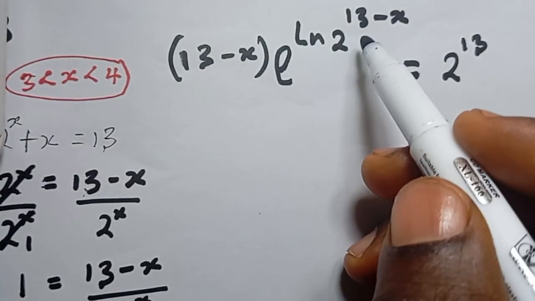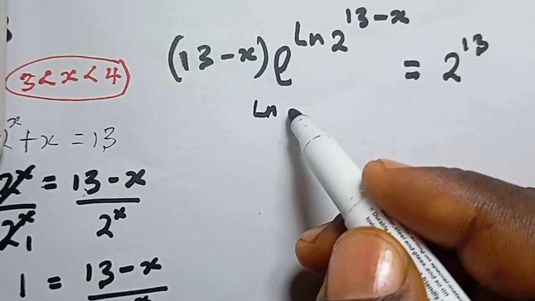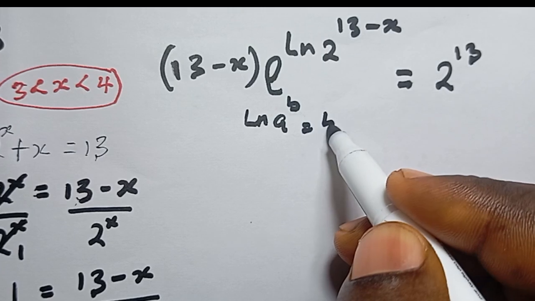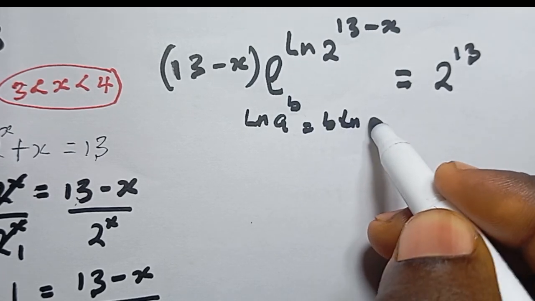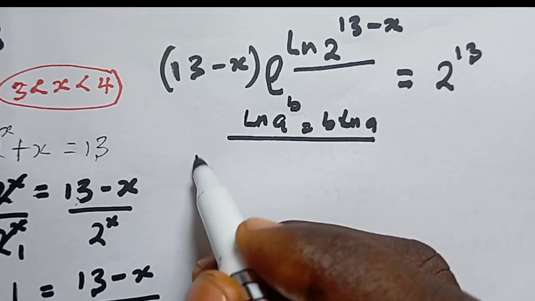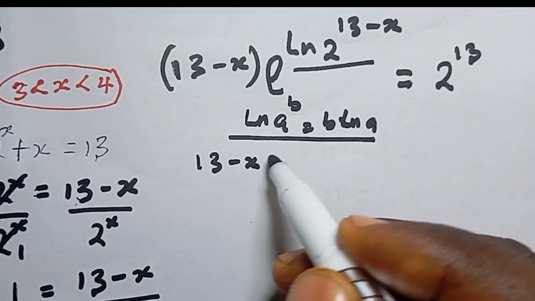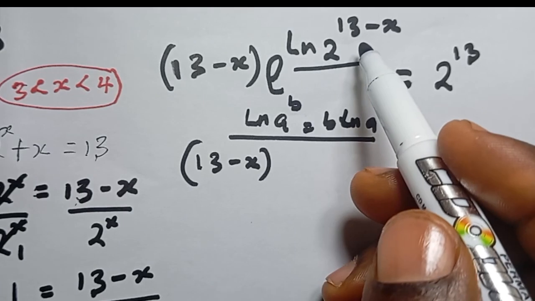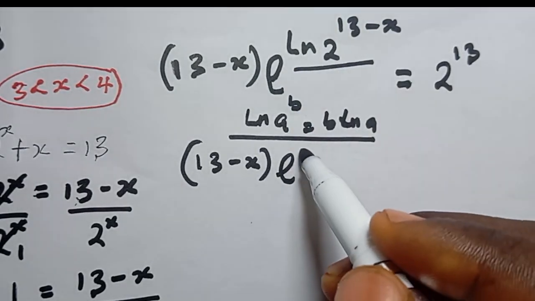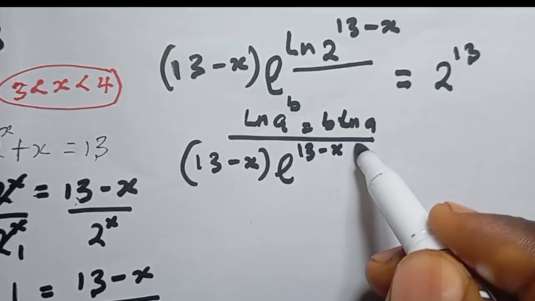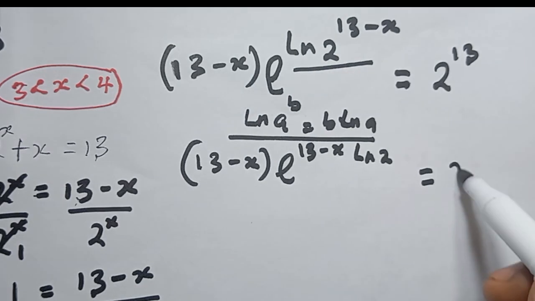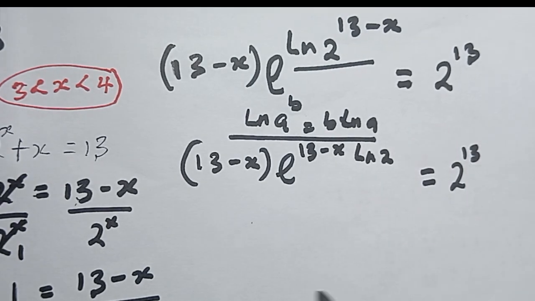Moving on, I'm going to utilize the rule of logarithm. We have natural log of a power b, and you can write this as b multiplied by the natural log of a. I'm going to utilize this over here. So I'm going to have 13 minus x multiplied by exponential. This power here is going to come down, so I have 13 minus x natural log of 2, and this will be equal to 2 power 13.